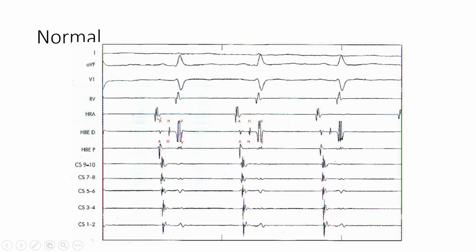So if you look at the HRA, it's high in the right atrium, and the only thing you're going to monitor there would be the what? Atrial activity. And you will notice that it's also going to correspond with your surface P wave, right?